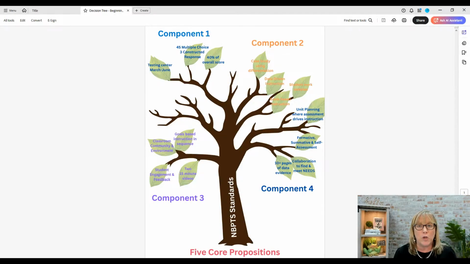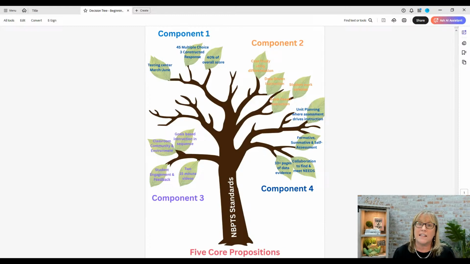I'm going to be super diagnostic in component 4. It's going to give me a lot of information about who I am as a teacher and who my students are as learners. And I'm going to grow big in component 4. It's worth 15% of the score of the process, but it's like your breeding ground.